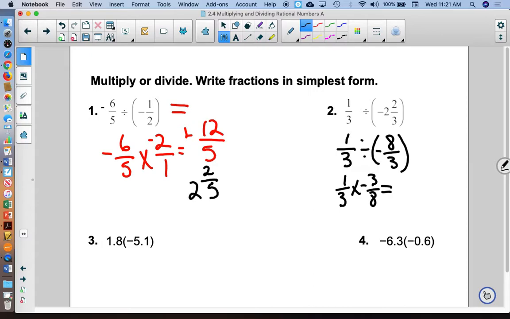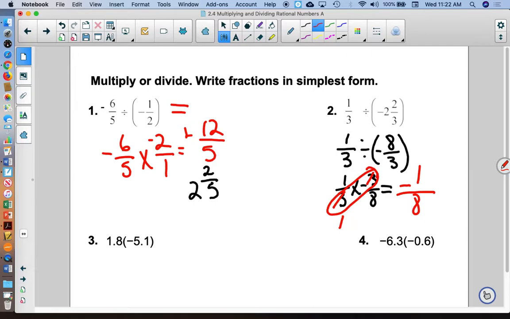So what's my final answer going to be? Josie? 1 times negative 3 is negative 3. Do you agree? Yeah. And what is 3 times 8? Bow tie. Ah, yes, ma'am, I do. I like it, Josie. Josie says I want a bow tie right there. Am I right, Josie? 3 divided by 3 is 1 in both. So now I have 1 times negative 1 is negative 1. And 1 times 8 is 8. So my final answer has to be negative 1/8. Good job, Josie.